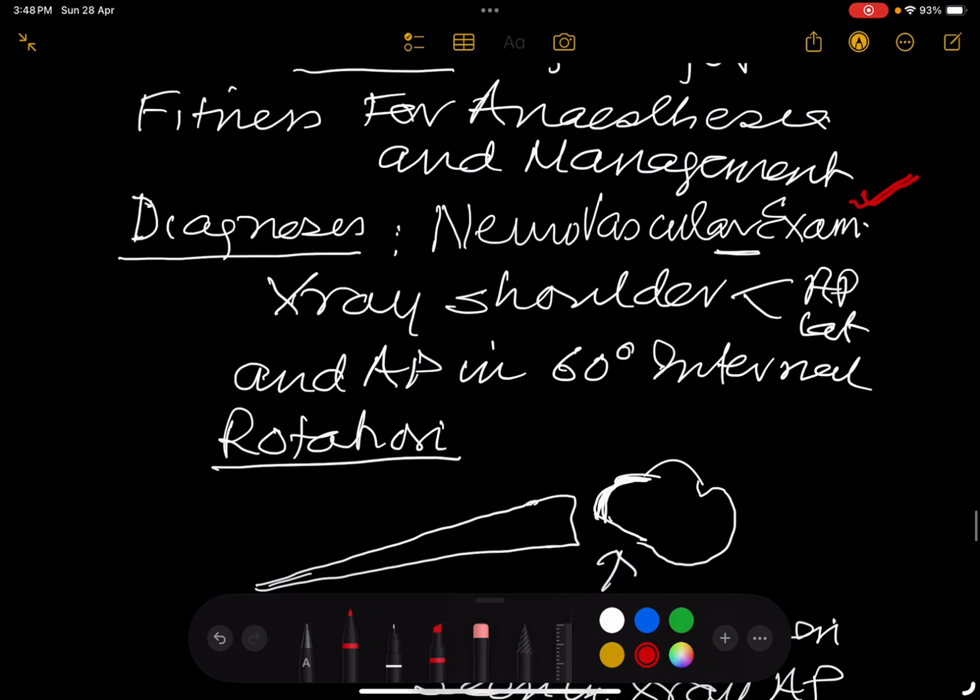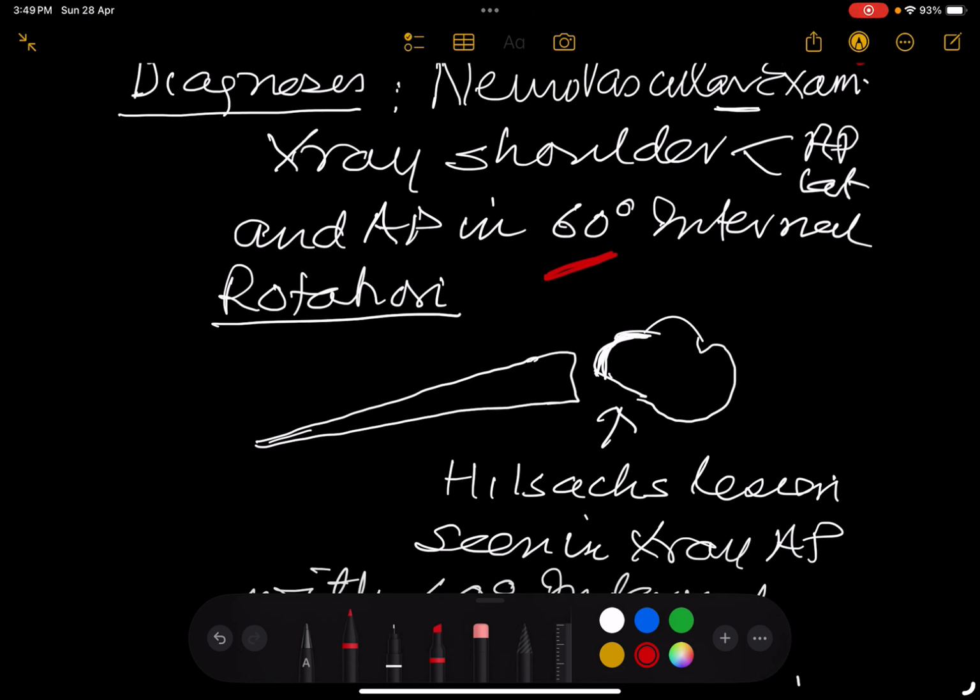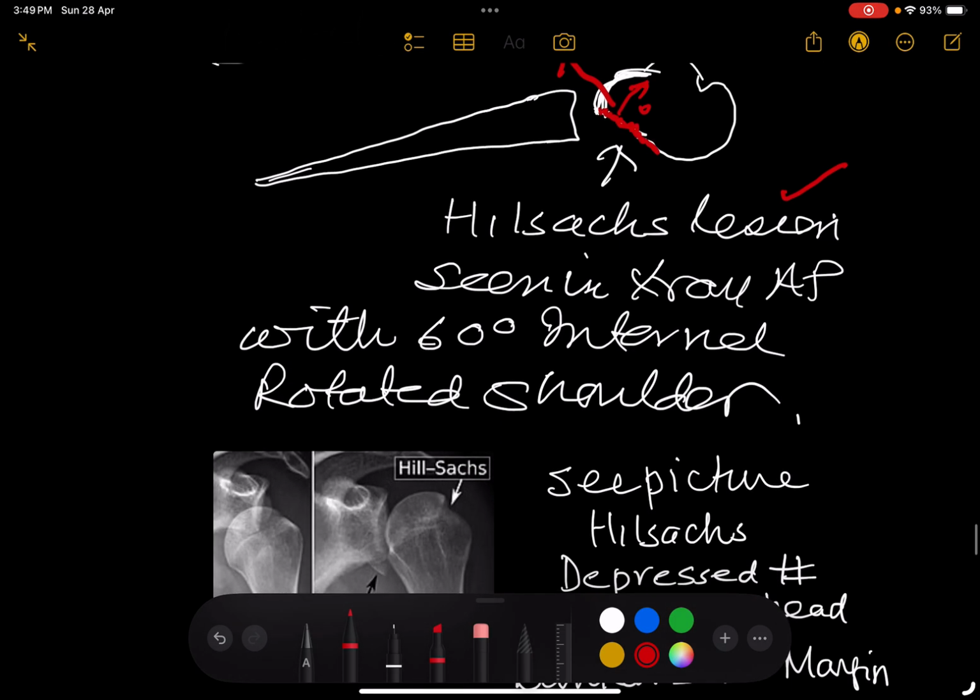The X-ray of the shoulder AP view will give you most of the diagnosis, but an X-ray of the shoulder AP in 60 degrees of internal rotation would demonstrate a fracture of the posterior-superior part of the head, a flattened fracture, so that when there is even a little bit of rotation, this head can slide forward. This lesion is called the Hill-Sachs lesion. It is seen on the X-ray AP with 60 degrees of internal rotation.